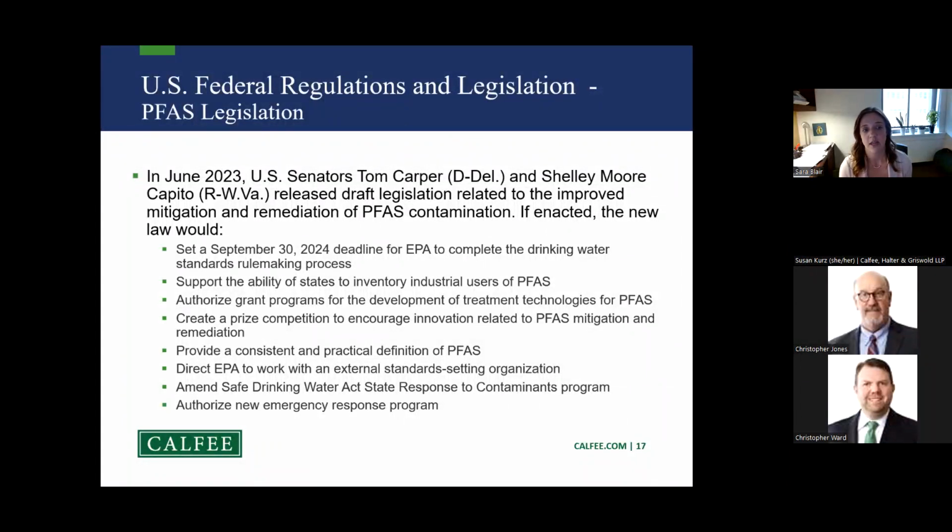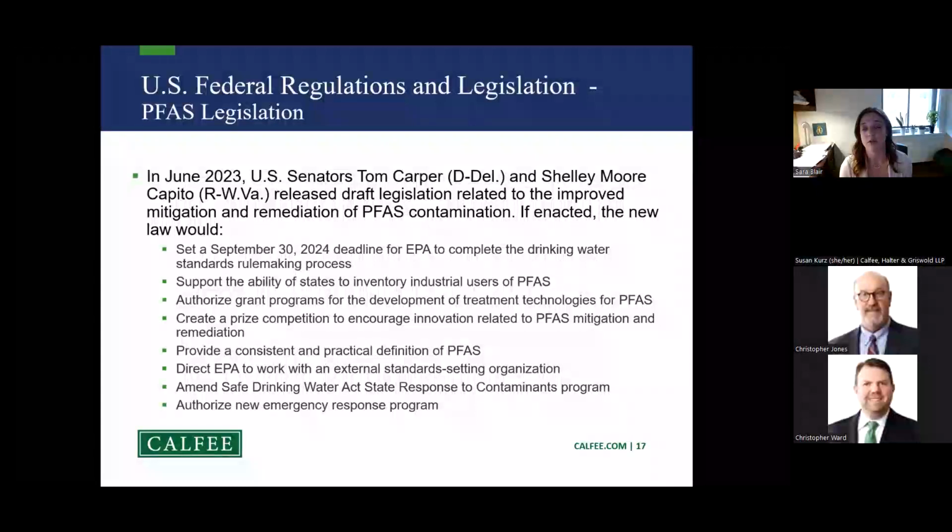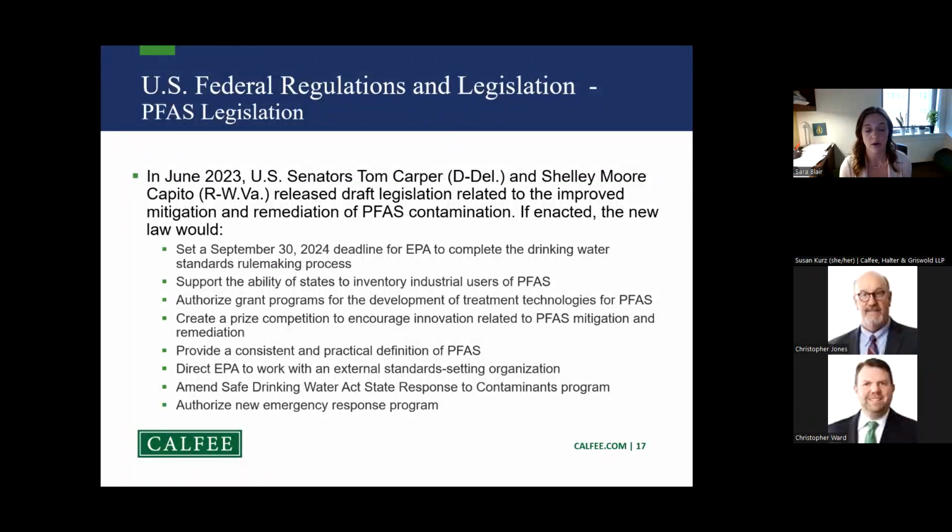The bill also aims to help the EPA fill gaps with respect to PFAS and build support to address growing public concerns. It includes a provision that I think is pretty essential, which is to provide a consistent and practical definition of PFAS compounds for use by federal agencies, state government, and other entities.